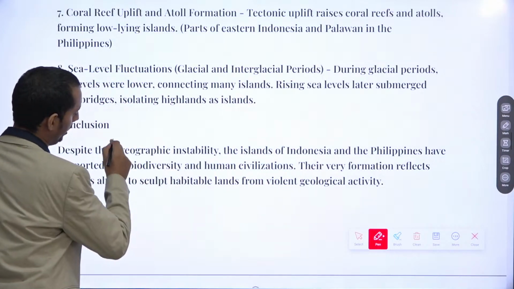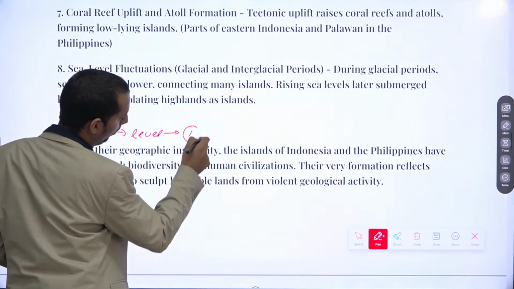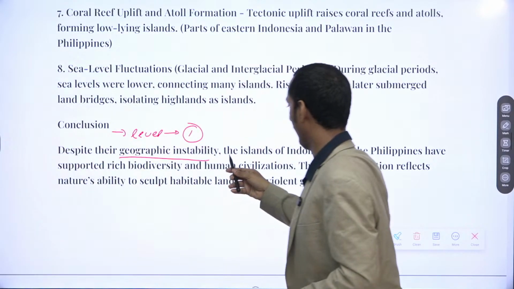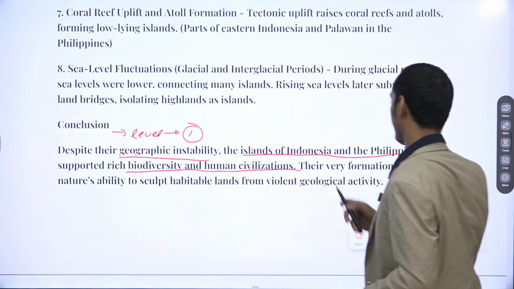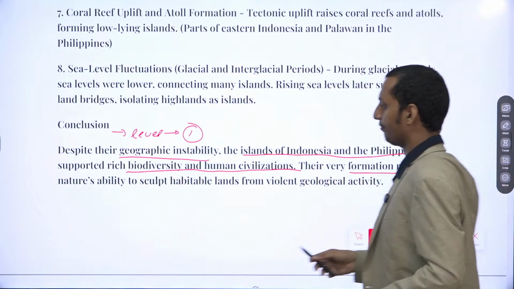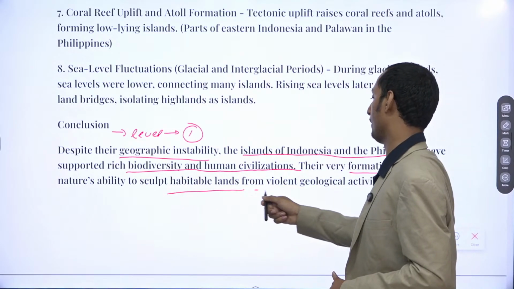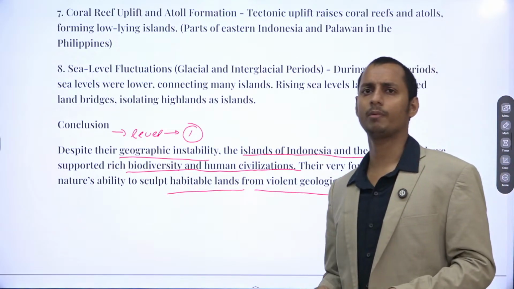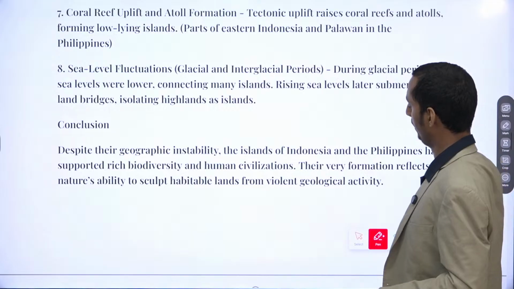So here you can see a level 1 conclusion. This can be quoted as a level 1 conclusion. Despite the geographical instability, the islands of Indonesia and the Philippines have supported rich biodiversity and human civilizations. This very formation reflects nature's ability to cultivate habitable lands from violent geomorphological activity. This is a very level 1 kind of conclusion, right? No significant thing is mentioned here.